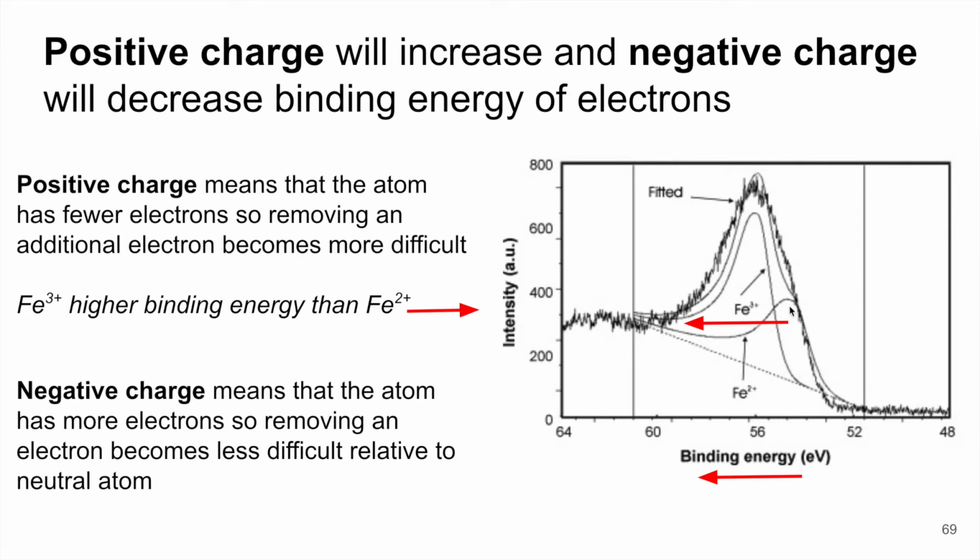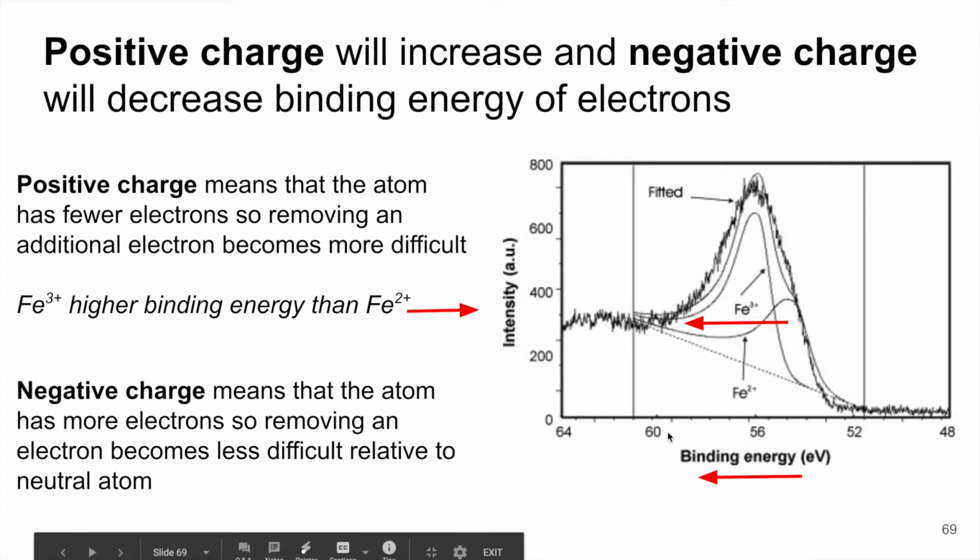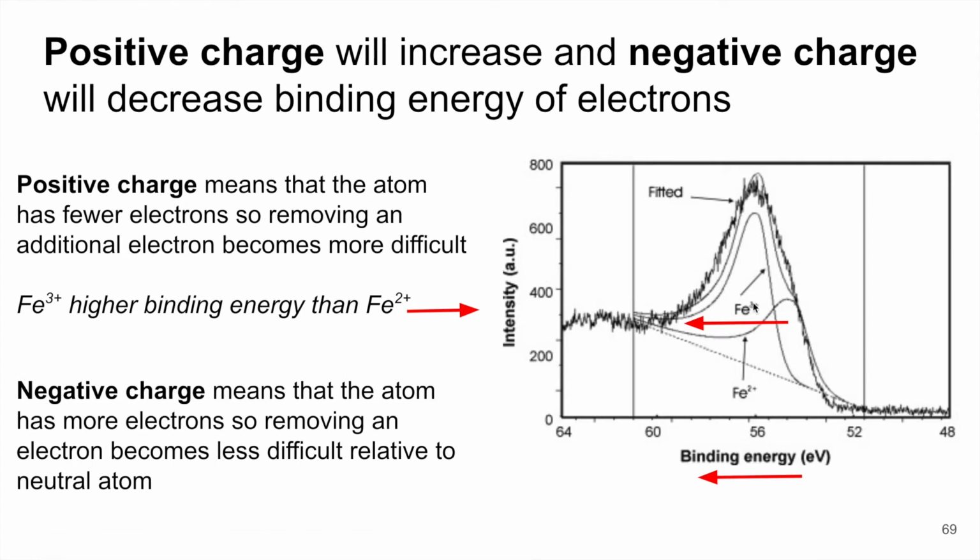And so that's what we see here. This is the peak for iron 2+. This is for 3+, and we see it's shifted. In this case, again, binding energy increases to the left, so we have a higher number. Negative is basically the opposite. It means that we have more electrons, and so removing one becomes less difficult. So those will be shifted to decreasing binding energies. So charge has a big influence on this.